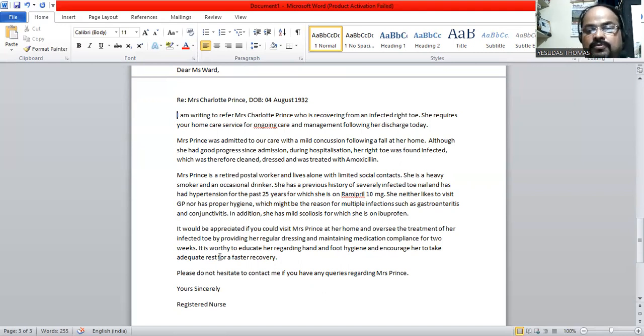So what is the next problem is that it's infected toe. It was found when she was there at the hospital under observation. For any internal injury, she was observed for 48 hours. At that time, we have recognized that she has an infected toe, and this was therefore cleaned, dressed, and treated with antibiotics, that's amoxicillin.